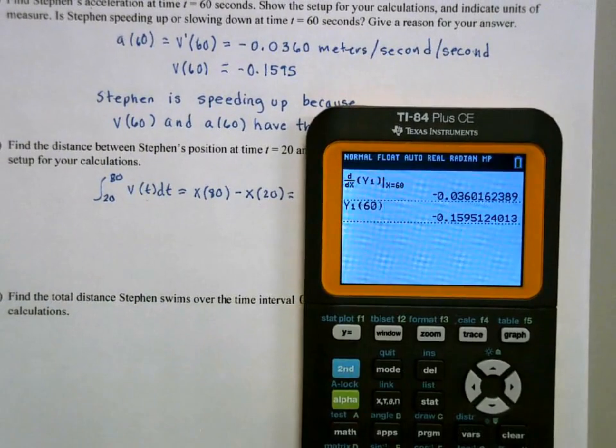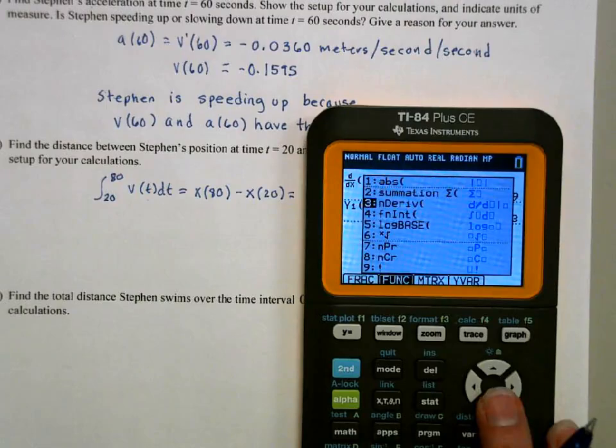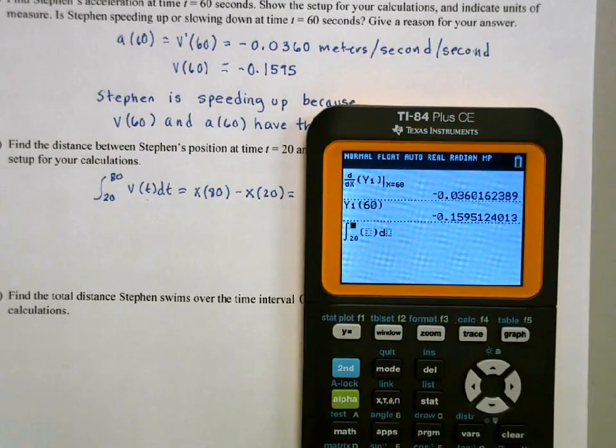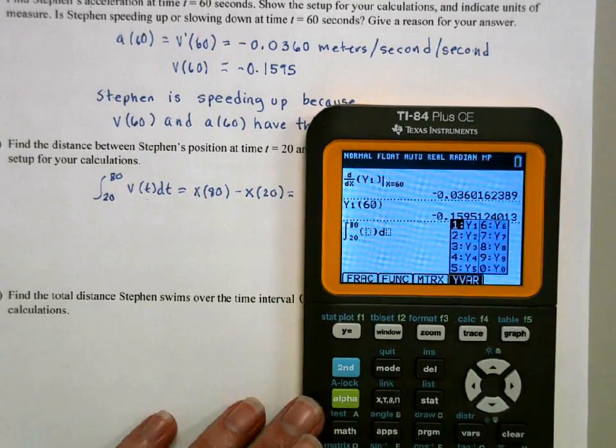Okay, back to our calculator. We want to do the integral from 20 to 80 of y1.